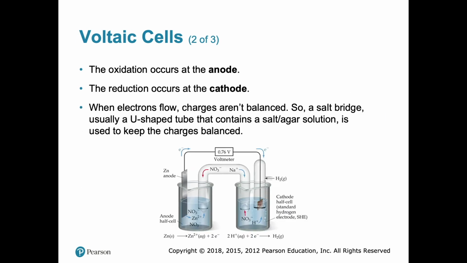Anyway, let's talk about voltaic cells in detail now, with our zinc sulfate solution and our copper sulfate solution here. Just to be clear, you need to know your vocabulary words. In a voltaic cell, the oxidation occurs at the anode, and the reduction occurs at the cathode. When electrons flow, charges aren't balanced, so a salt bridge, usually a U-shaped tube containing a salt solution, is used to keep the charges balanced.